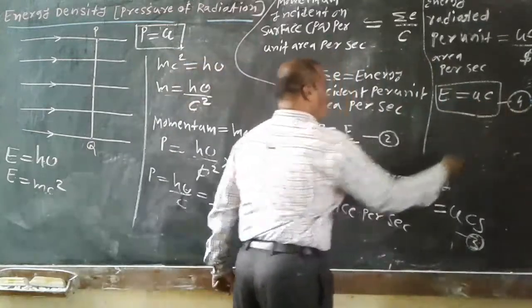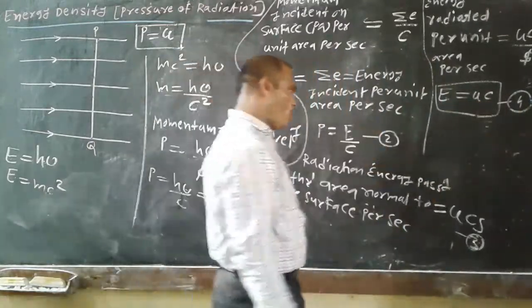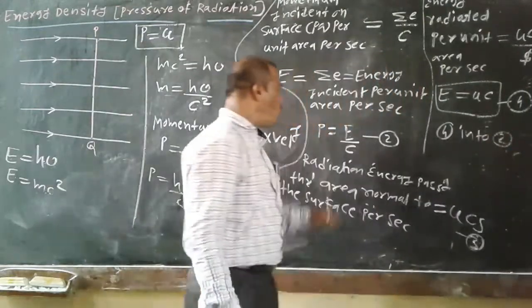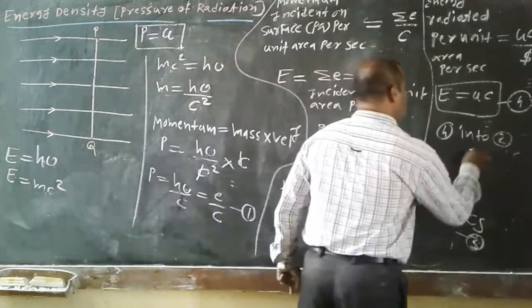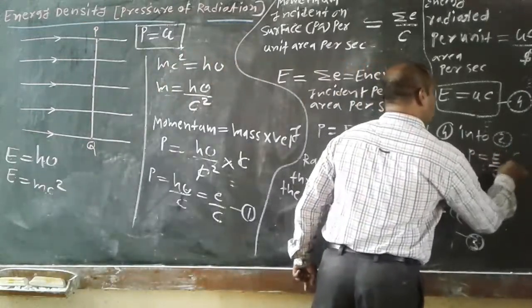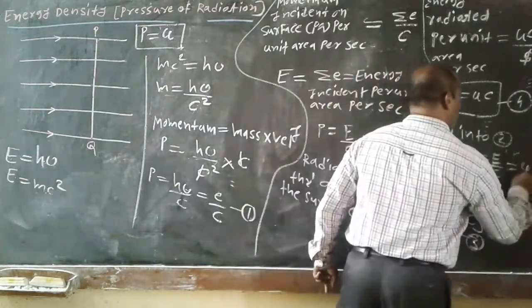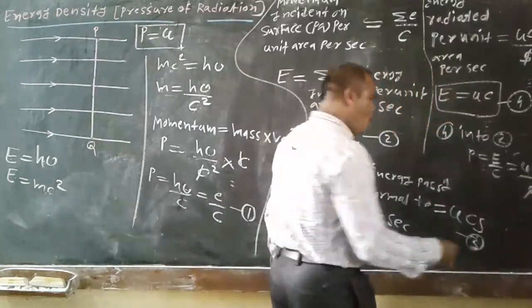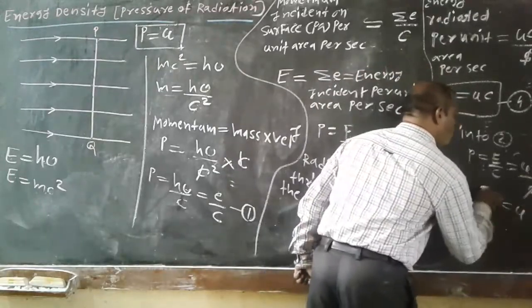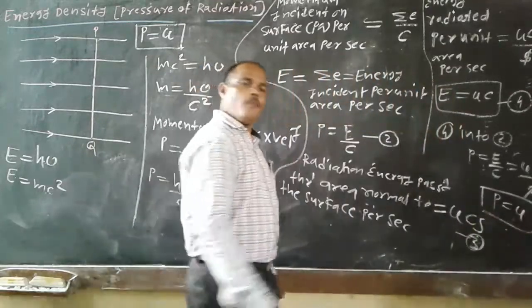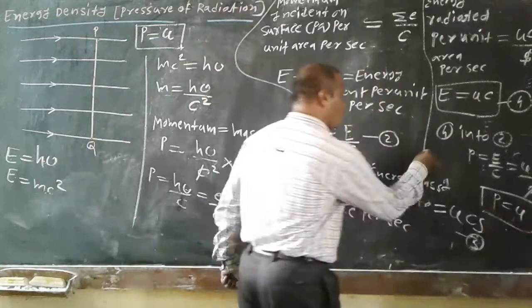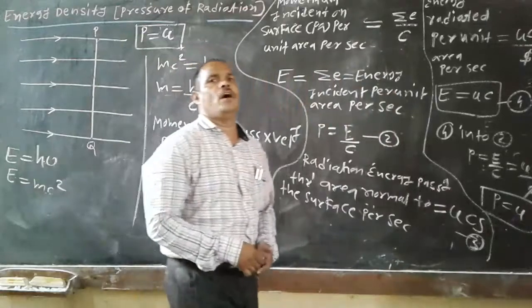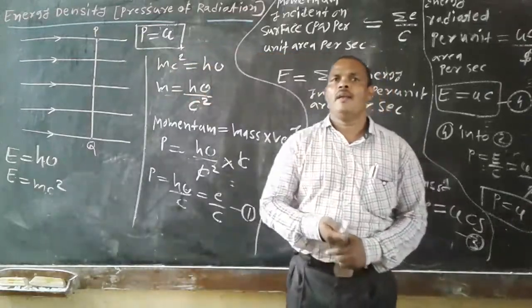Then put equation 4 into equation 2. So putting equation 4 into equation 2, we get P equal to E by C, that is UC upon C. So C gets cancelled. We get P equal to U, that is, pressure exerted by the radiation is equal to energy density of the radiation. So listen here once again.